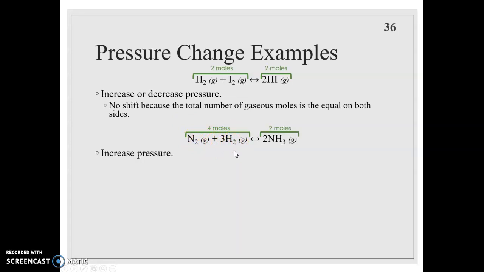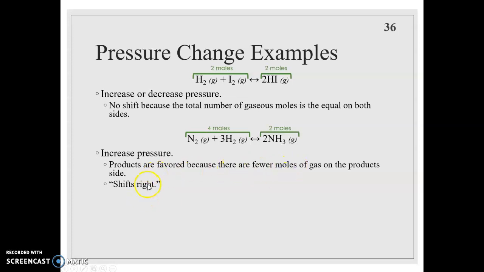So if you increase the pressure, it's going to kind of squeeze this together, and you can fit 2 moles into a space more easily than you can fit 4 moles. So if you tighten the space down, then it's going to increasingly favor the side with fewer moles of gas. Okay, so products are favored, and that's going to shift right.